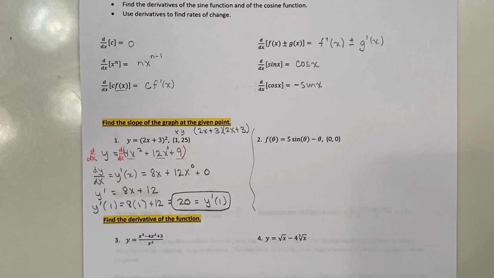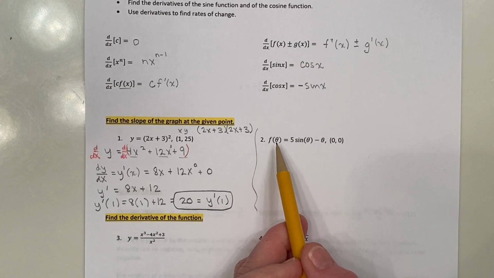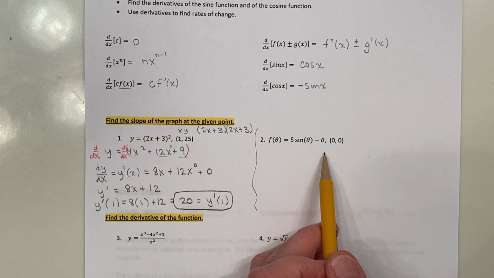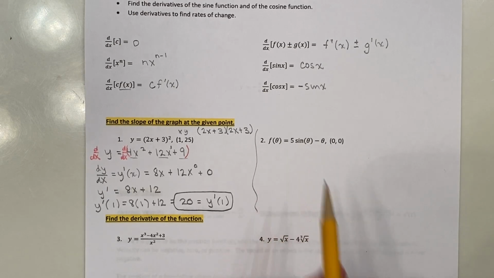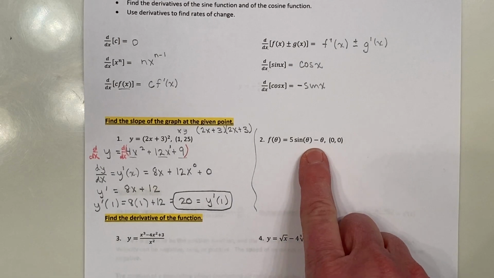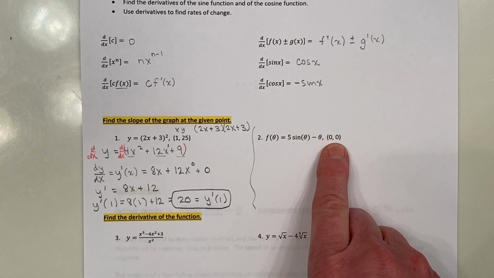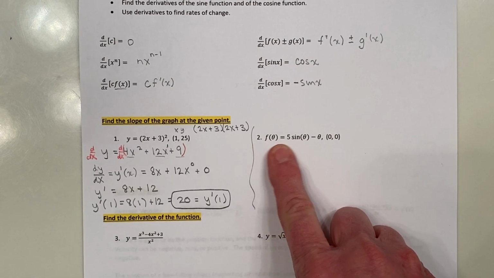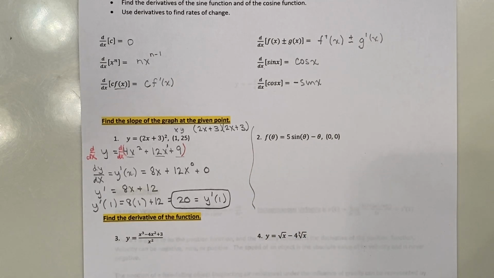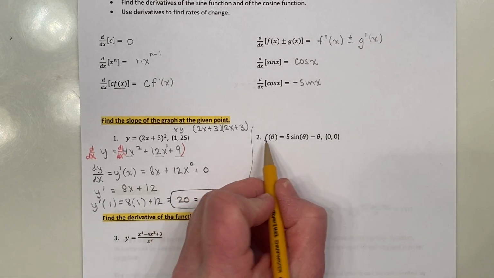All right, example 2. You can think of the thetas as x's. Feel free to change the thetas to x's, but that is our variable in this problem. So we want to find the slope of this graph at the point (0, 0). So let's find the derivative and then plug in 0 for theta.